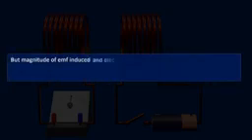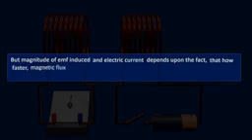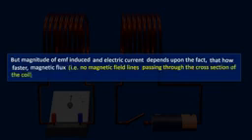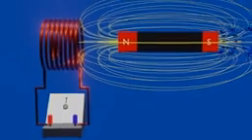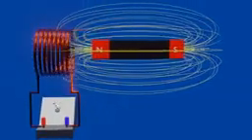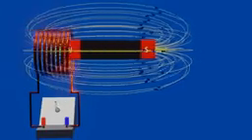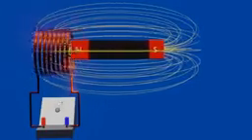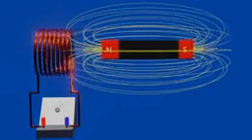Now it's clear that change of magnetic flux induces current in the conductor. But the magnitude of EMF induced and electric current depends upon how fast the magnetic flux, that is, the number of magnetic field lines passing through the cross section of the coil, increases or decreases. If we repeat the first experiment, but this time we move the magnet more rapidly, which induces EMF, then current of higher magnitude will be induced in the coil, which can be seen by the needle of the galvanometer.